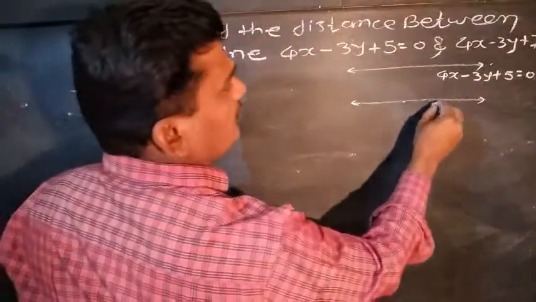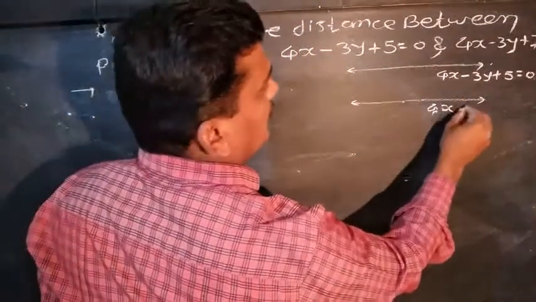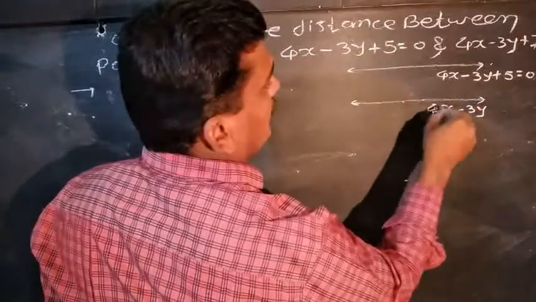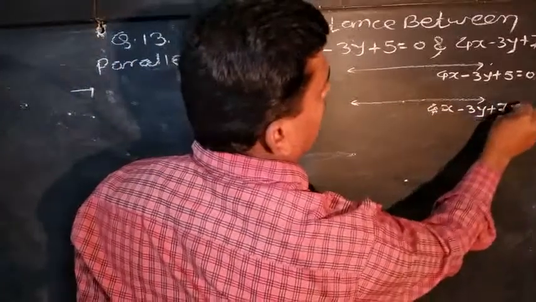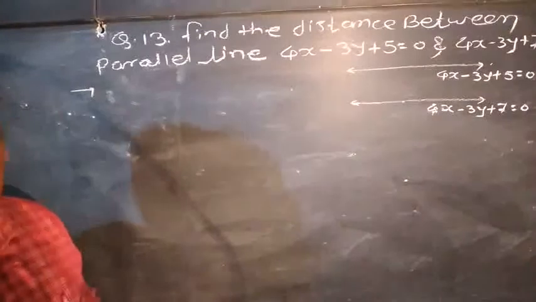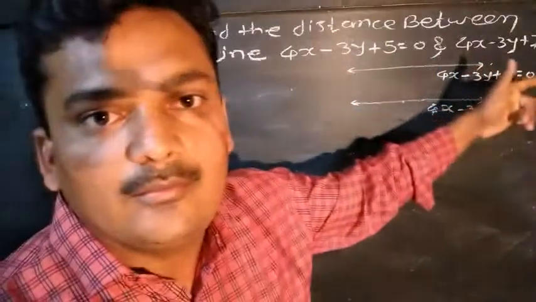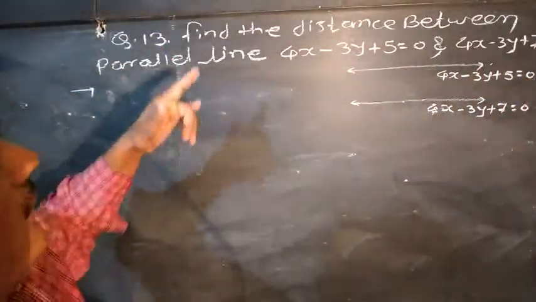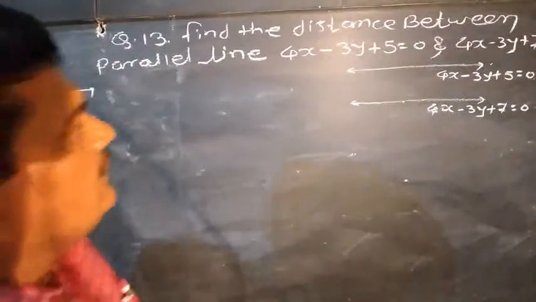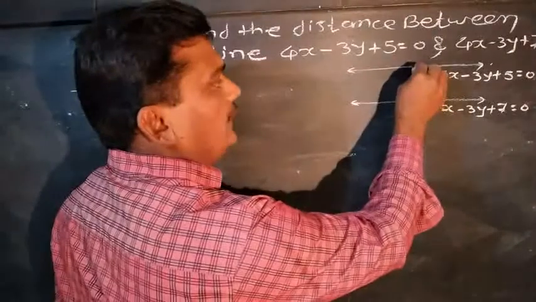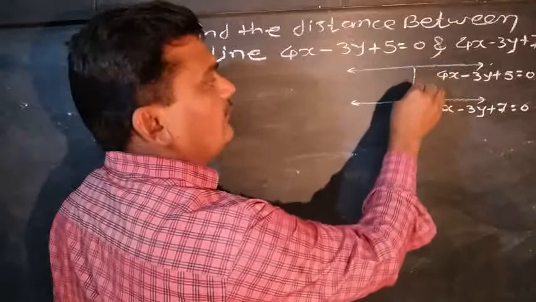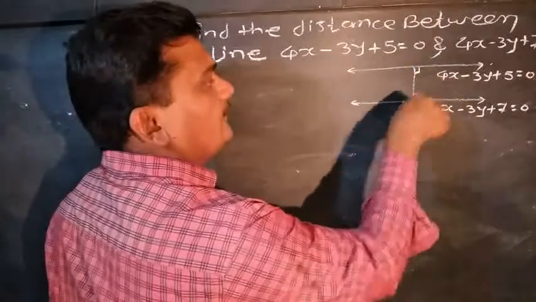The equation of this line is 4x minus 3y plus 7 is equal to 0. These two lines are parallel to each other. Next, find the distance between these two lines.